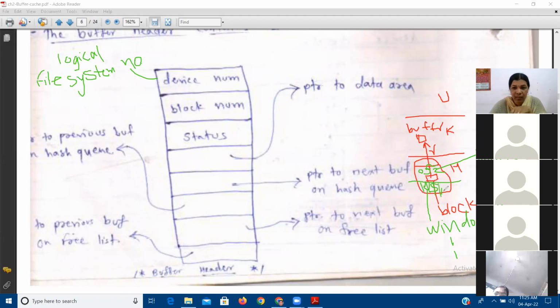So each partition is further subdivided into a number of blocks. And the size of each block may be 512 bytes or 1024 bytes. It depends upon the designer.